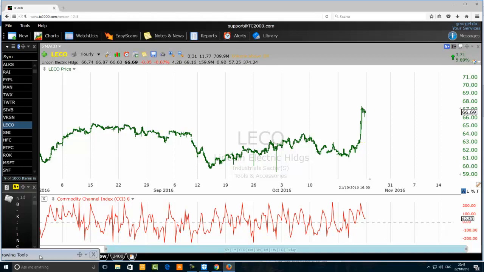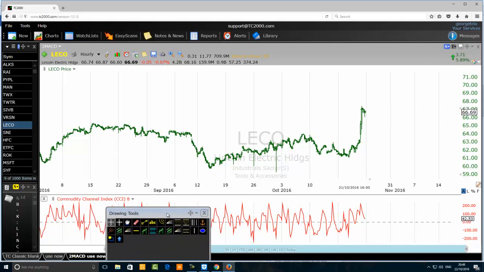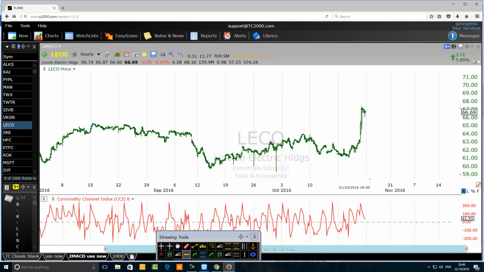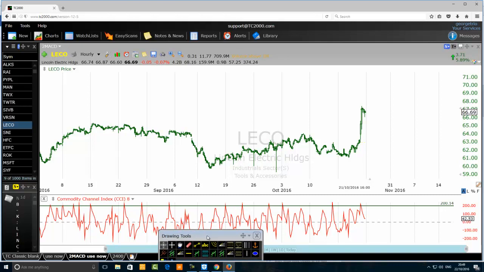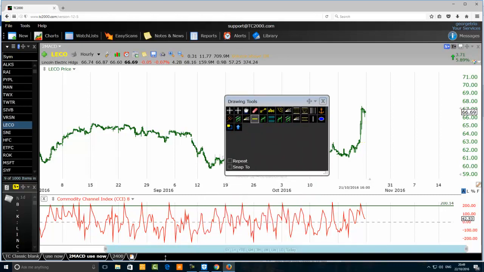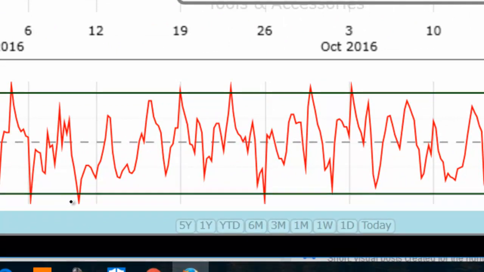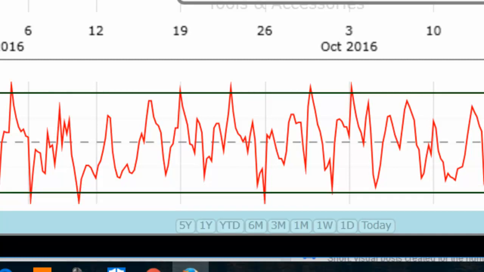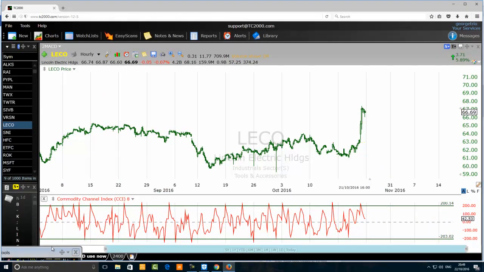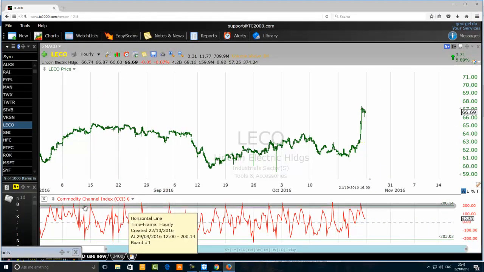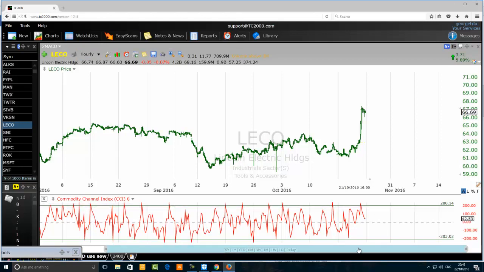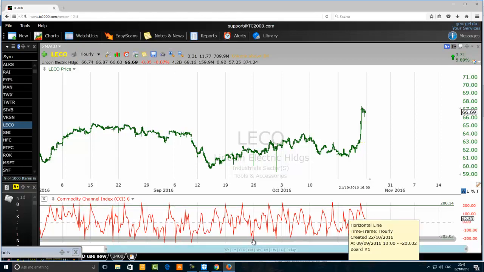So what are we looking for? We want the CCI period 8 to reach the zone of 200 levels. For the overbought condition, we want the CCI period 8 to go up to the 200 level. For the oversold condition, we are looking for the CCI period 8 to reach the negative 200 zone. You can see here on the hourly time frame, many times the CCI period 8 has reached the 200 level. Those are the points where we want to look for a trading setup.